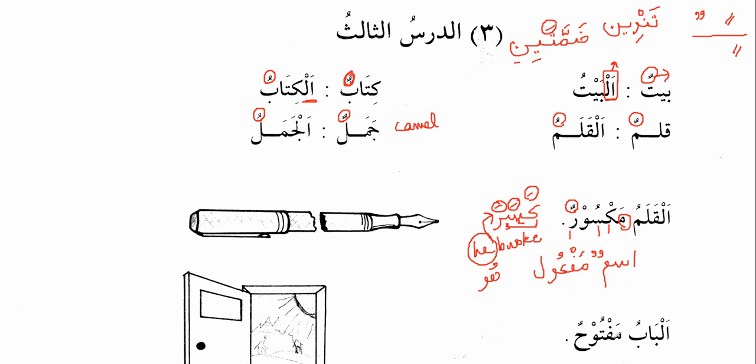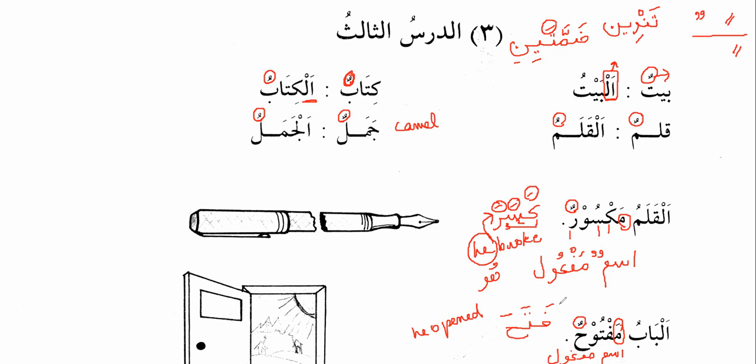Al-babu maftuhun. Maftuhun comes from the verb fataha. Fataha means he opened. It's the same as he broke, he opened. But you see, there is a tanween, so this is not a verb. There is a meem. It's not a verb. It's ismun maf'ul.